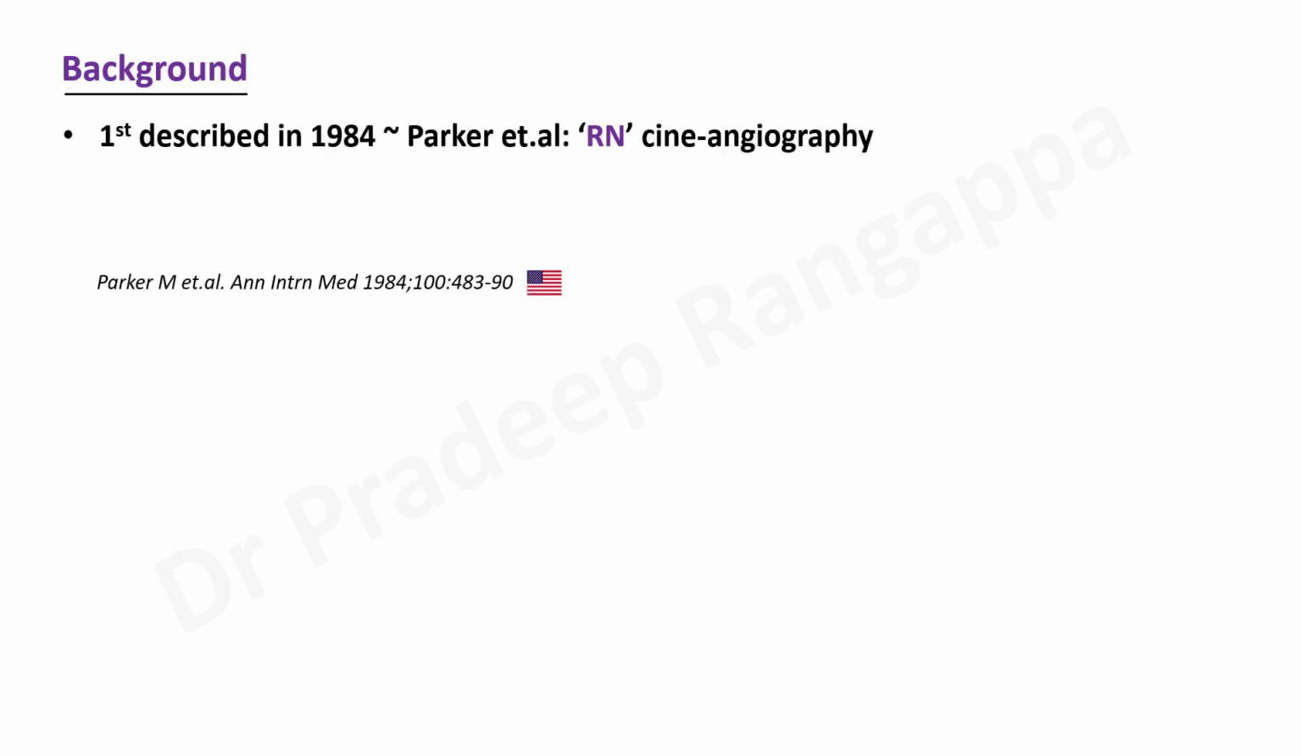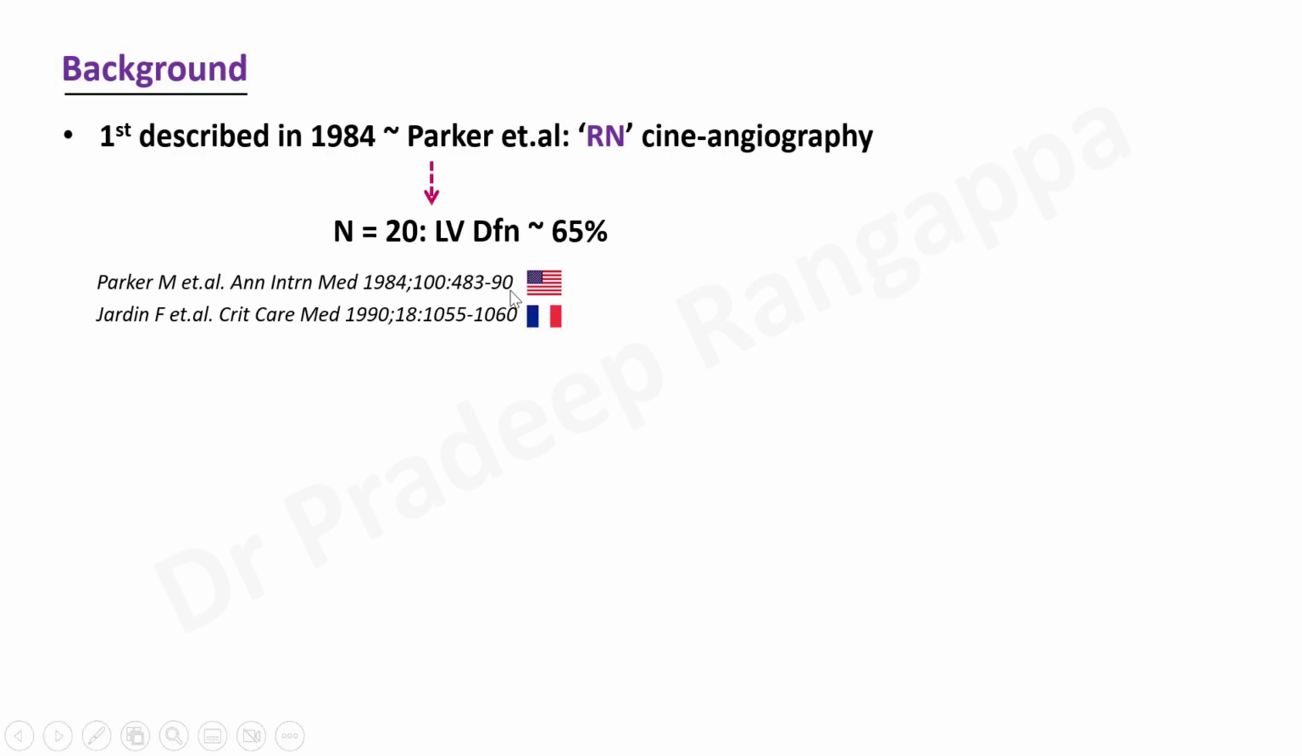Septic cardiomyopathy as an entity was first described as late as 1984. So it's not very old. Just about 3 decades back, it was described by Parker et al. by doing radionuclide angiography. This he explained in 20 patients, where LV dysfunction was present in 65% of the patients in sepsis.